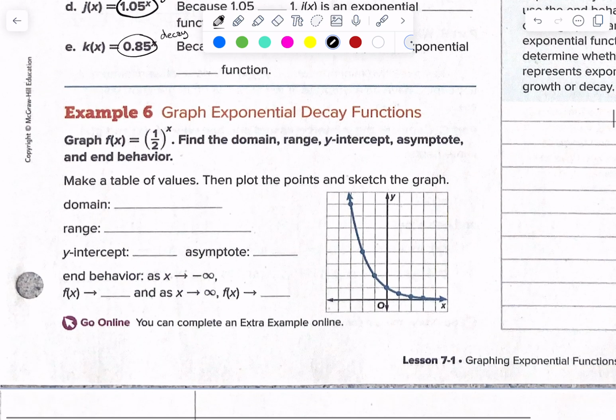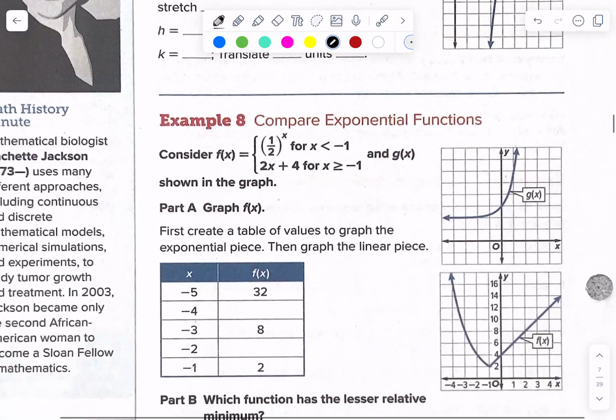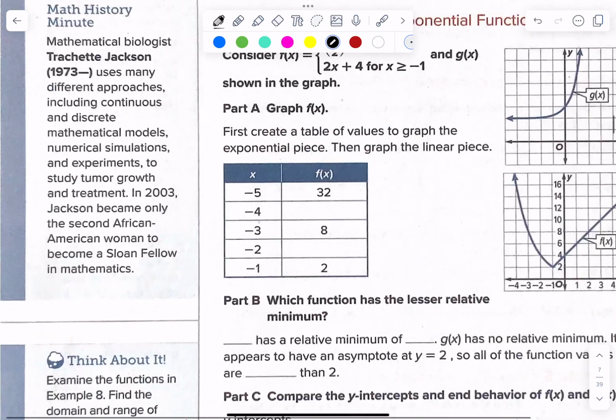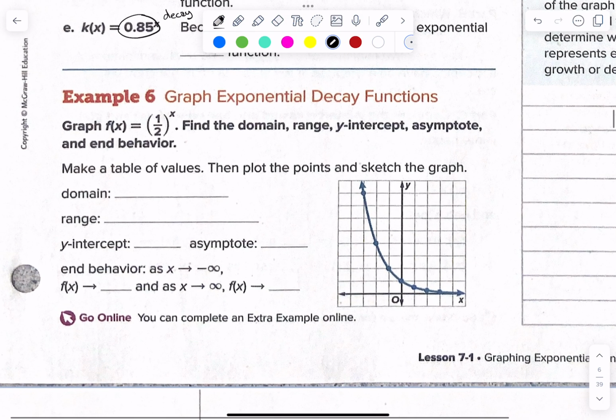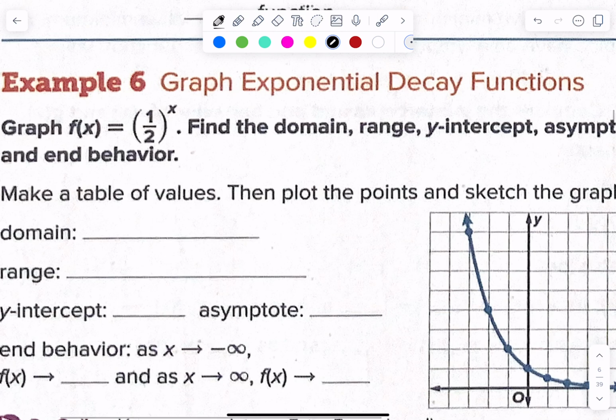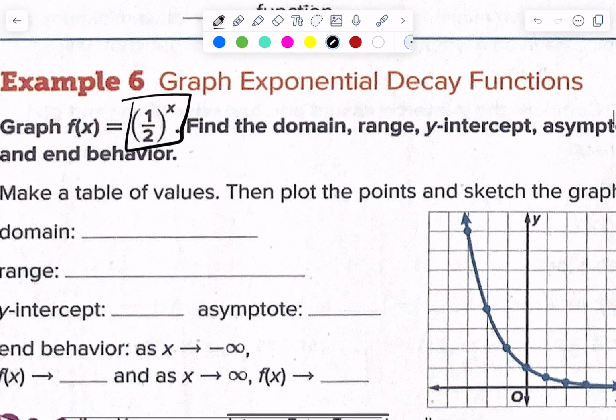Okay, let's go. We've done example 6 already. One more. Okay, let's skip 8 and skip 7, but we'll do 6 real quick, and then we'll be done. Okay? Exponential decay functions. We're starting with 1/2 to the x power. Brady and Colton, we just did 2 to the x power, yeah? That's doubling every time. 1/2 to the x power is a decay function.